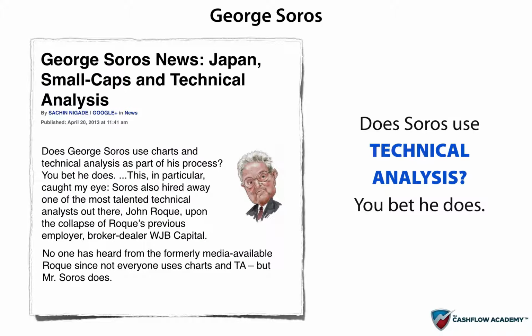So the question is, does George Soros use fundamentals or technicals? Well, he uses both. Certainly his play on Japan was brilliant, $1 billion worth of brilliance by seeing the monetary policy. Certainly that had a lot to do with it, but he also uses technical analysis. So let's look at changes in trend.